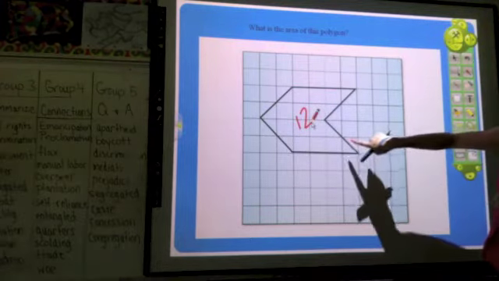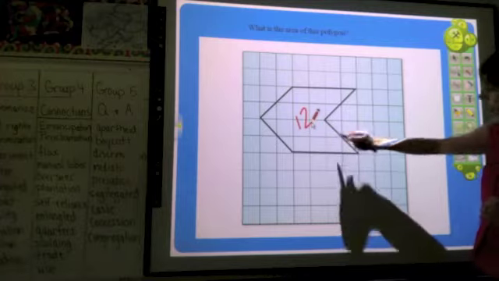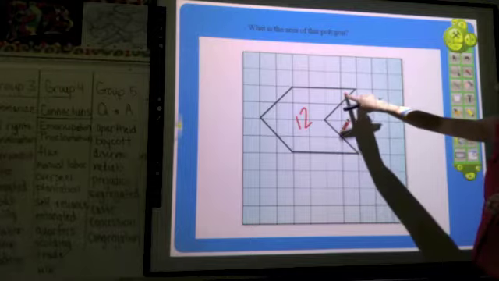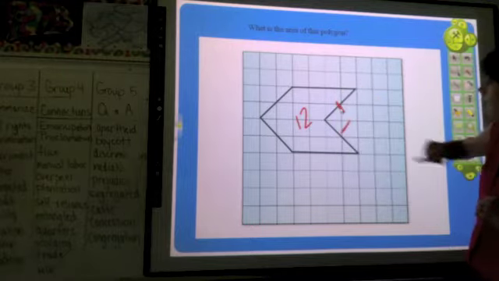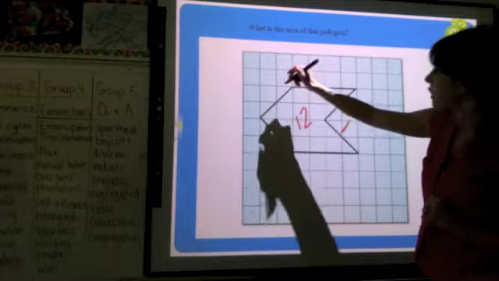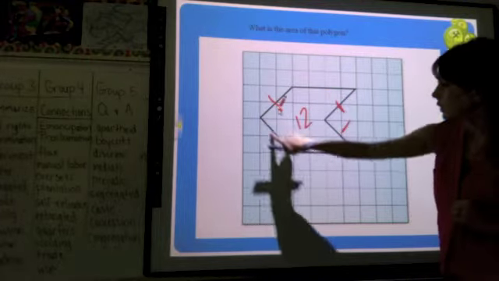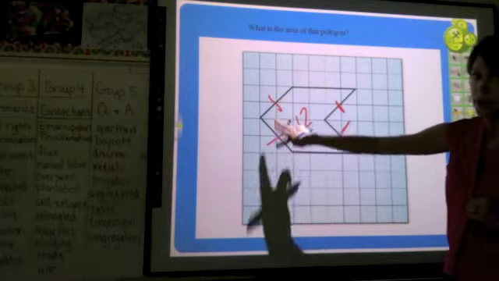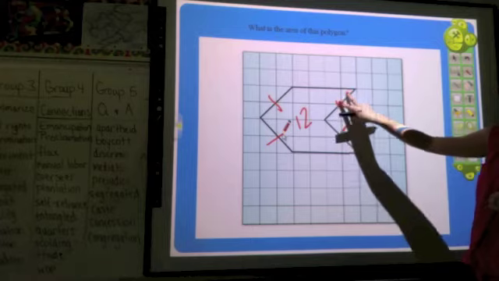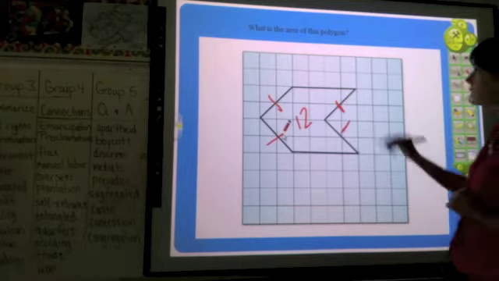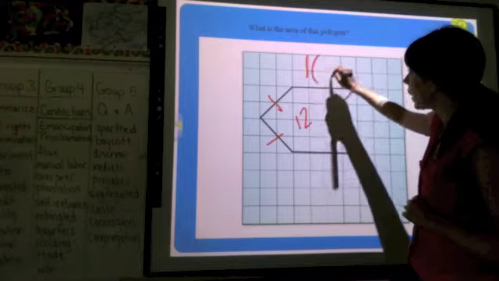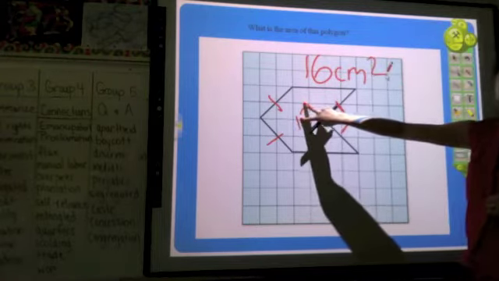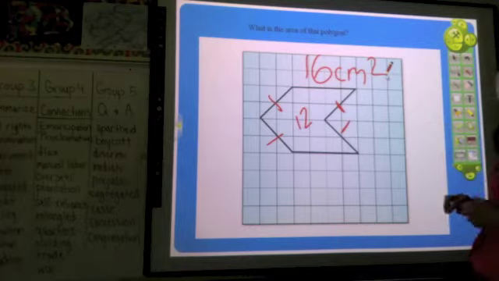Here we have half plus another half would equal 1 whole. Over here we've got 2 more halves, so that'd be another whole. Over here we have 2 more halves, so that would be another whole. And the same right here, 2 halves equal 1 whole. So I have 12 plus 1 plus 1 plus 1 plus 1. 12 plus 4 equals 16. So I know the area of this polygon is 16 centimeters squared, since each of these boxes represents 1 centimeter squared.